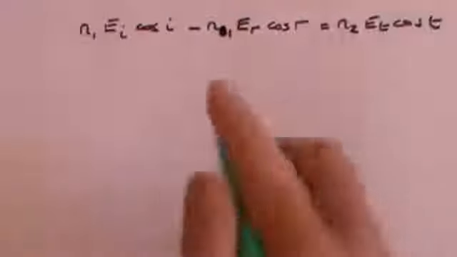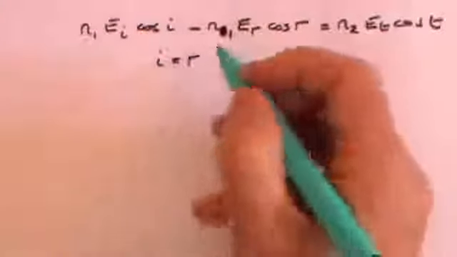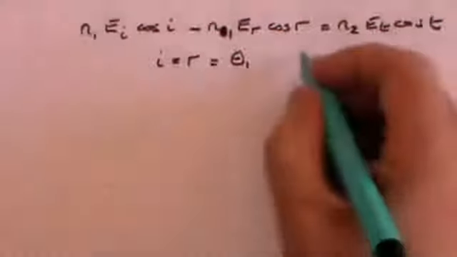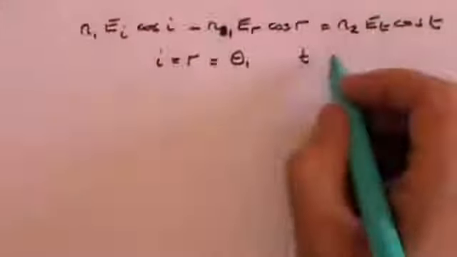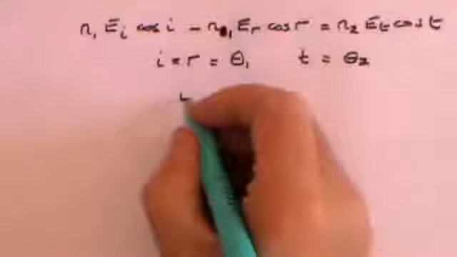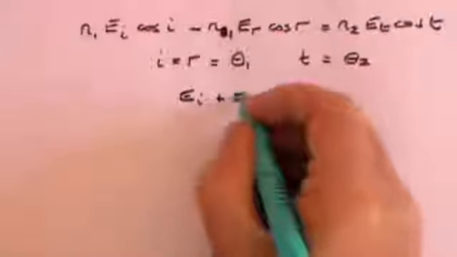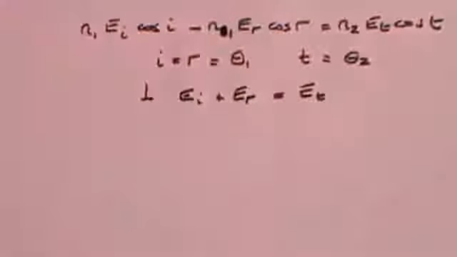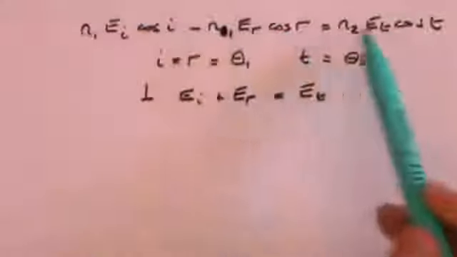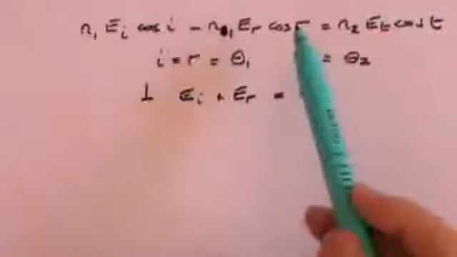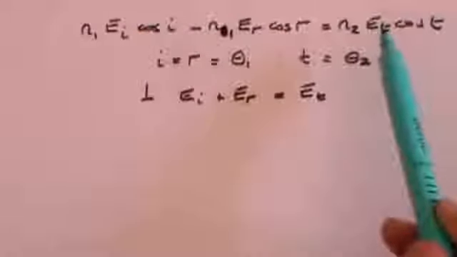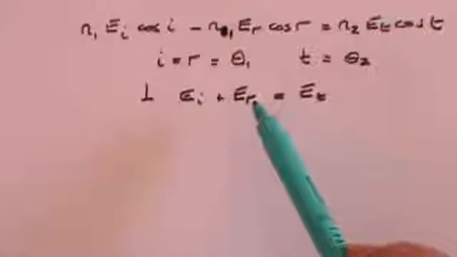Now we just need to remember a few things. The first is that the angle of incidence is equal to the angle of reflection, and I'm going to call that theta 1. The angle of transmission, or the angle of refraction, I'm going to call theta 2. And I'm just going to remind you that we showed that E_I plus E_R equals E_T for the perpendicular vector. So now I'm going to rewrite this equation, except that for angles I and R I'm going to put theta 1, and for angle T I'm going to put theta 2. And when we get to E_T, I'm going to substitute E_I plus E_R.